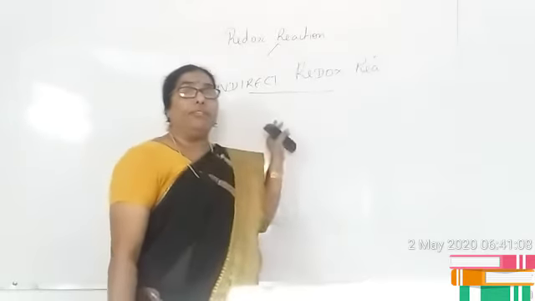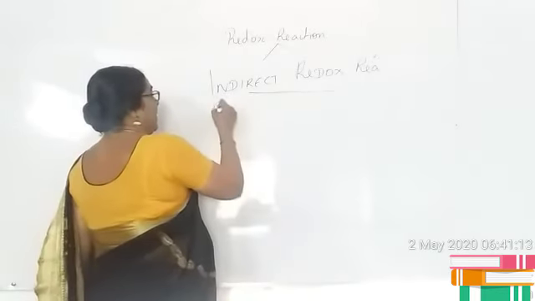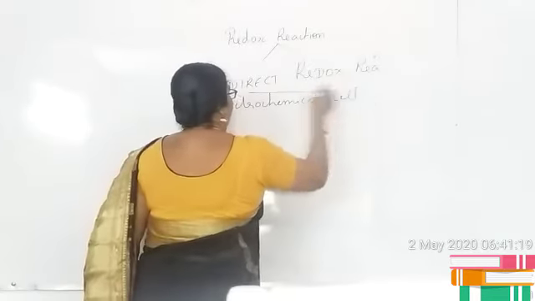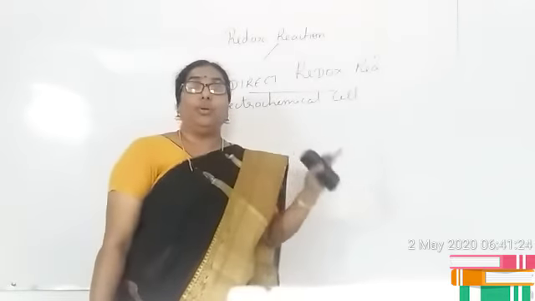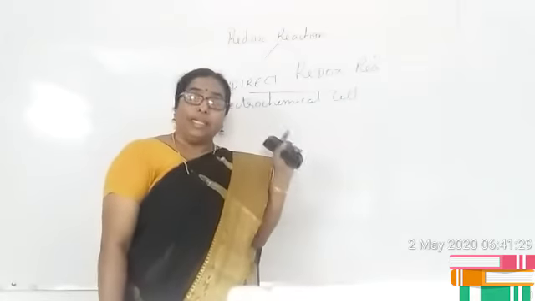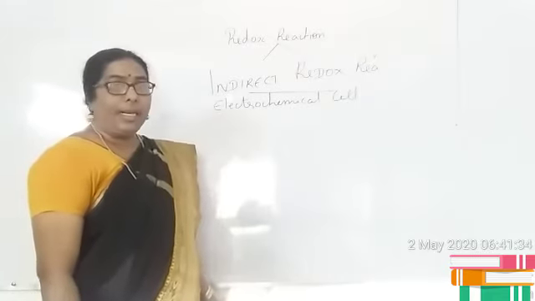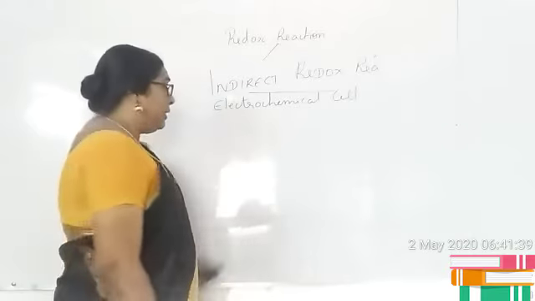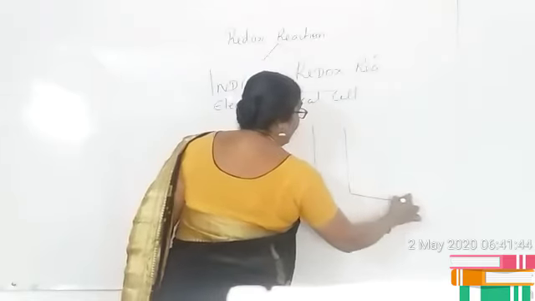Children, this reaction we are using it as a working principle of a device which is termed as electrochemical cell. Electrochemical cell means it is a device in which chemical energy gets converted to electrical energy. Is it clear? Electrochemical cell is a device in which chemical energy gets converted to electrical energy, and it is an example for indirect redox reaction.